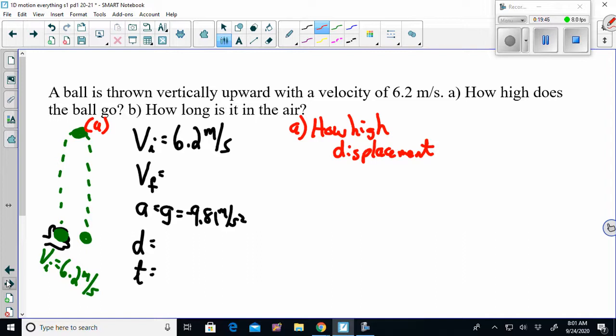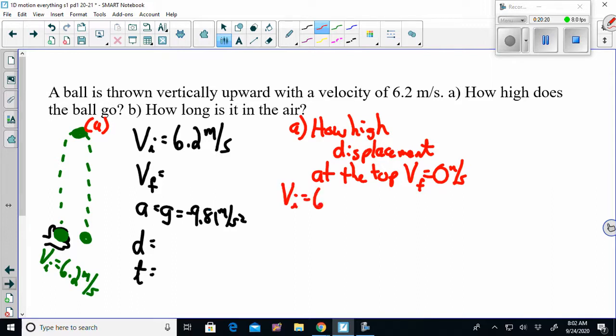It's going up. If it's going to switch from going up to coming down, there has to be an instant in there where it comes to a stop. We're going to use that fact and say at the top, the final velocity equals 0. At the top, it stops for that brief moment, so it has a final velocity of 0. So we can use that.